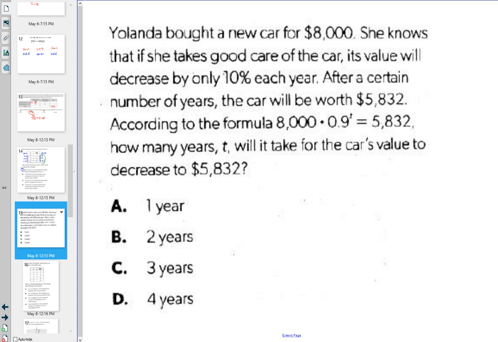If you have a calculator, take it out. I'm going to teach you something. Assuming you do not know what I'm about to show you, the only way I would treat this is start off at 8,000 and start hitting times 0.9, times 0.9, times 0.9, times 0.9, and figure out how many times you had to hit times 0.9 to get to 5832. That's one way of doing it.